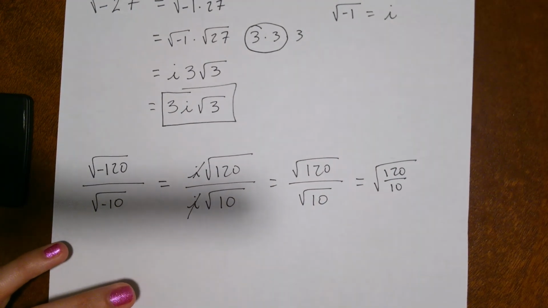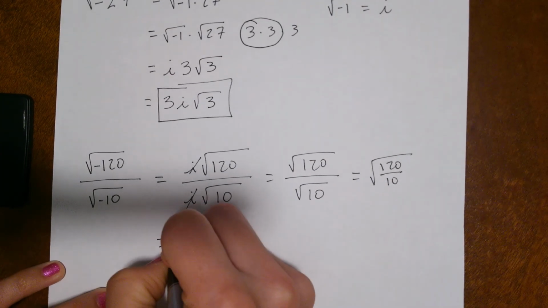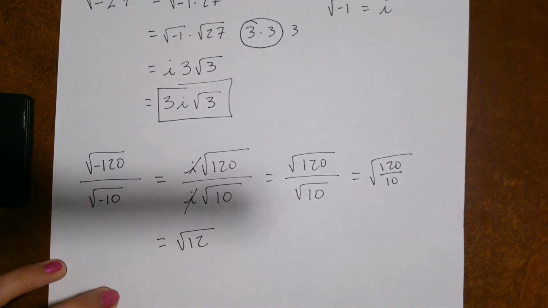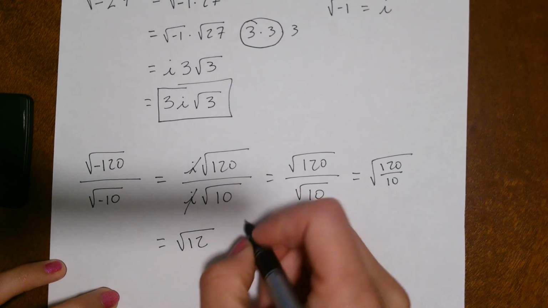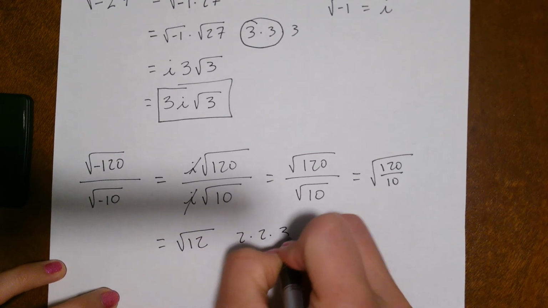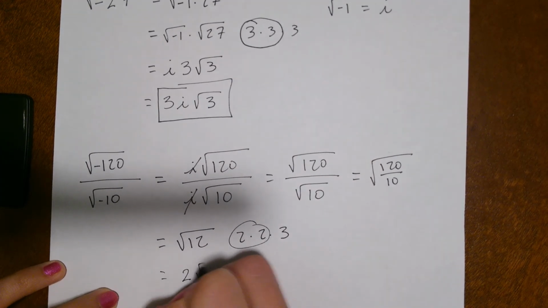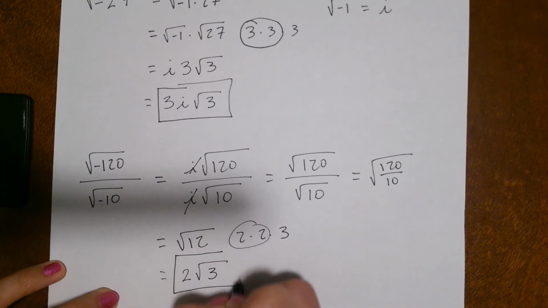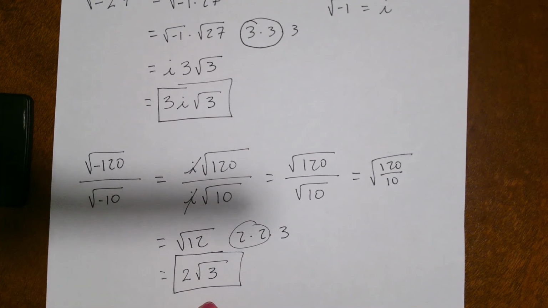Now this is pretty simple. 120 divided by 10 is 12, so that simplifies to the square root of 12. And now this is a much simpler square root to simplify. The prime factorization of 12 is 2 times 2 times 3. I have a pair of 2's, so those 2's will come out, and the 3 stays in. So there is the quotient of those two radicals.